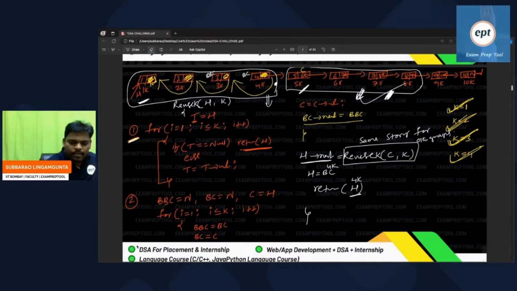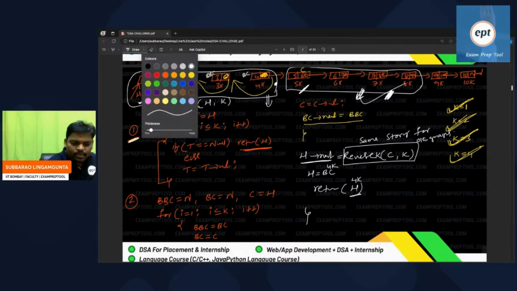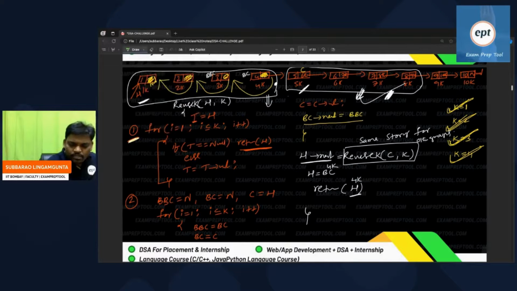Let me write the ending formalities. So this reverse function started here, ended here. Next one, reversing of K people started here, ended here. The for loop ended here. Checking started here, ended here.